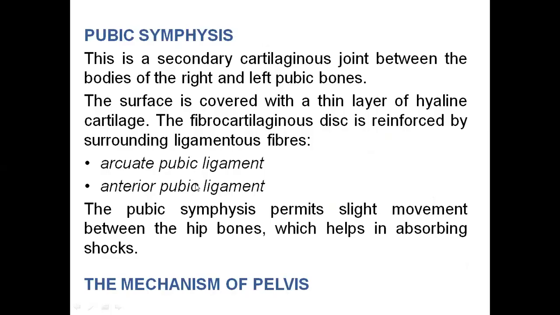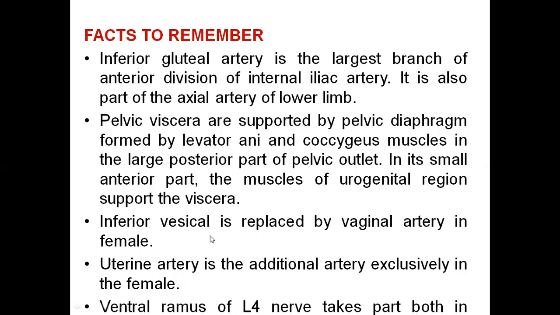right sacroiliac joint. So pubic symphysis, we have seen like it is secondary cartilaginous joint between the bodies of right and left pubic bones. The surface is covered with thin layer of hyaline cartilage. The fibrocartilaginous disc is strengthened by surrounding ligamentous fibers with the arcuate pubic ligament, anterior pubic ligament. The pubic symphysis permits slight movement between the hip bones, which helps in absorbing shocks.